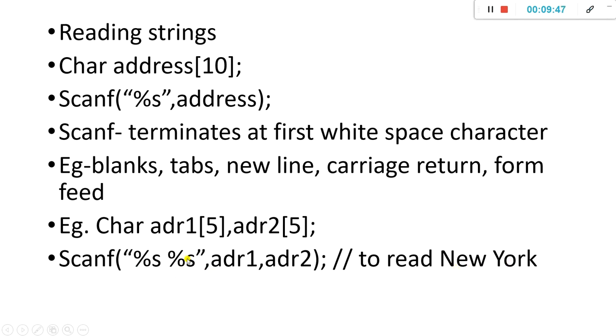Otherwise, what will happen if I don't have this particular second %s and I am simply giving just one %s, comma, ADR1? It will read only New. Whenever it comes across this white space, it will just ignore the characters following that white space. So that is the problem. If your string has any white space character, in that case you will have to declare two arrays, or a number of arrays based on how many white spaces are coming in your string.